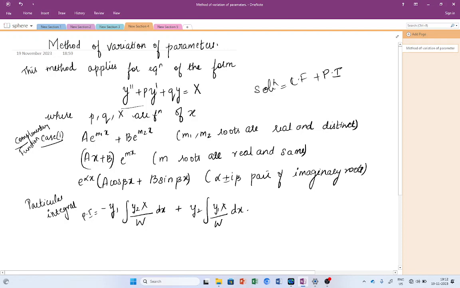Here your complementary function is again divided into three cases. When the roots are real and distinct, it is a e power m1 x plus b e power m2 x. So this is your complementary function. Second one, when the roots are real and the same, we'll be having (a x plus b) into e power m x as your complementary function. Likewise, when you have a pair of imaginary roots, this is how you write your complementary function.